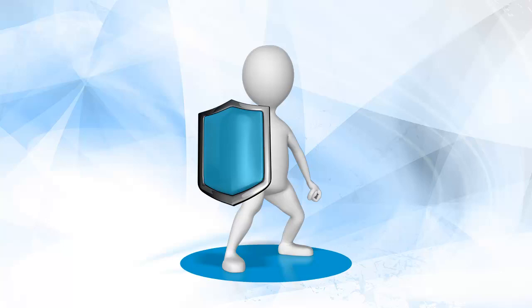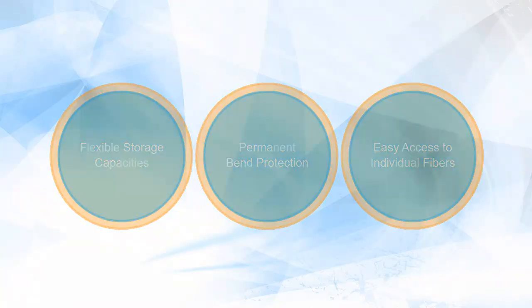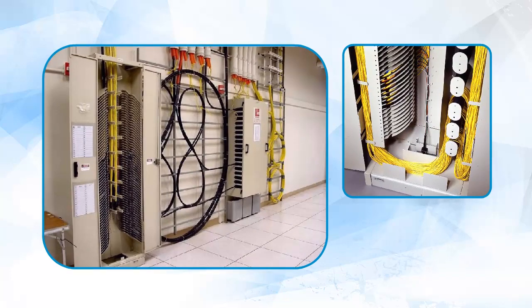As the fiber's physical length and its potential exposure to damage and bend radius violations is greatest here, the slack storage system is perhaps the most critical element in terms of network reliability and reconfigurability. The slack storage system needs to provide flexible storage capacities, permanent bend radius protection, and easy access to individual fibers. Slack storage systems come in many styles and configurations. Many systems involve coiling or wrapping fibers in open troughs or vertical cableways, which can increase the probability of bend radius violations and can make fiber access more difficult and time-consuming.